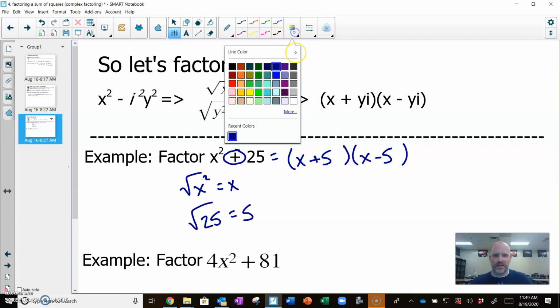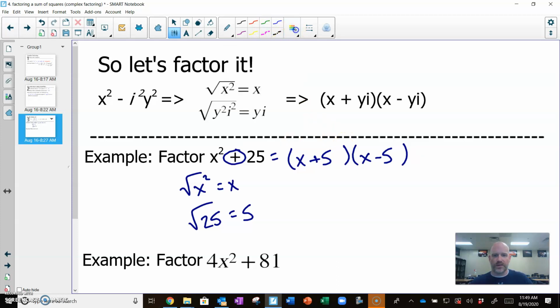But because this was in fact a sum of squares, okay, again because of this plus sign right here, it's plus 5i and minus 5i. That's literally it. That's the answer. So yes, you could walk away and say, all right, if it's two perfect squares, if it's a minus sign, just do the numbers, and if it's a plus sign, throw an i on it. Yes, that will get you the answer.